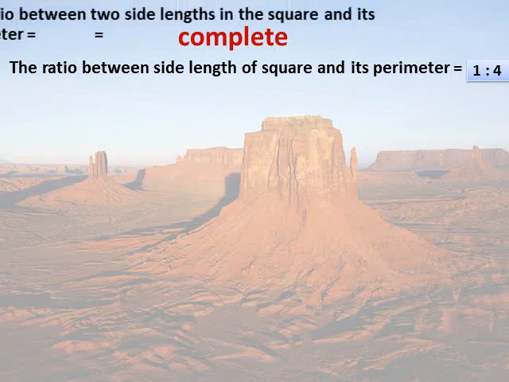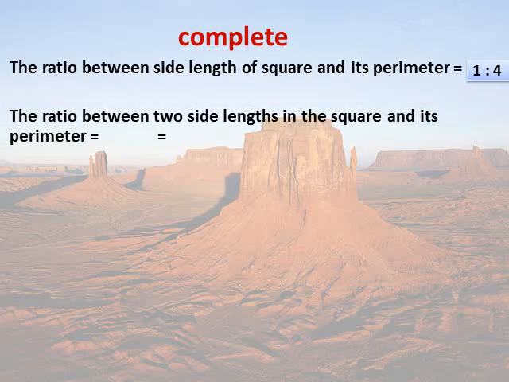Okay. Another example, number 2. The ratio between two side lengths in the square and its perimeter. The first term, two side lengths, equals 2. And its perimeter is the second term of the ratio. The perimeter of a square equals the sum of 4 sides, as a square has 4 sides equal in length. So the ratio between two side lengths is 2, and the perimeter equals 4.